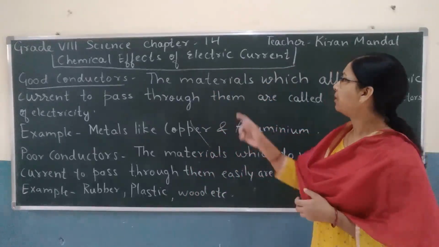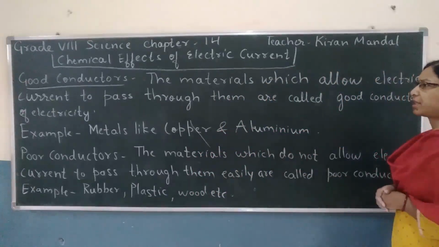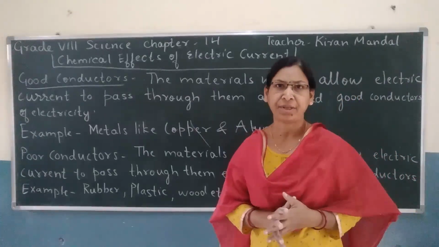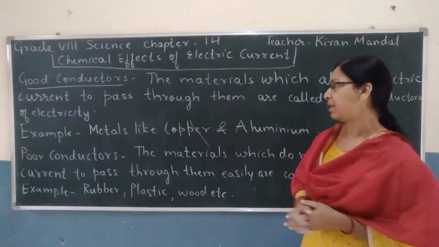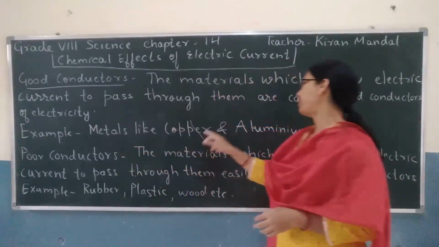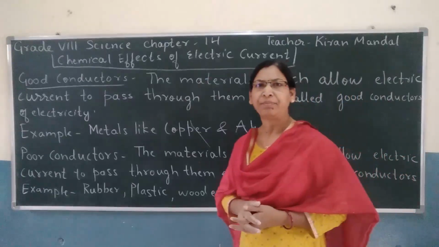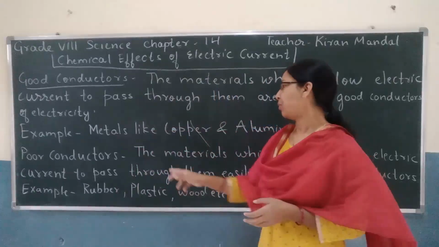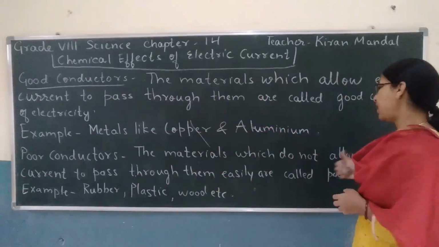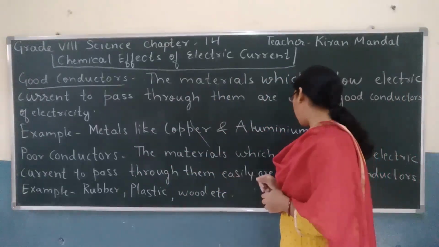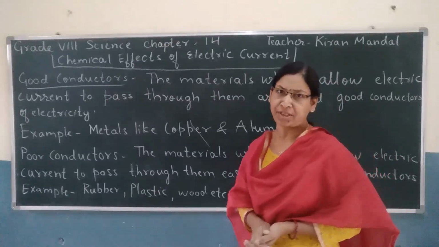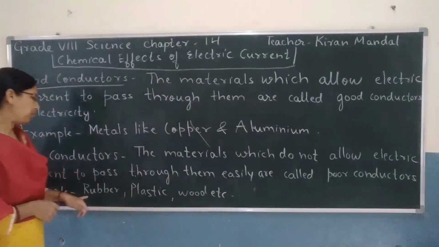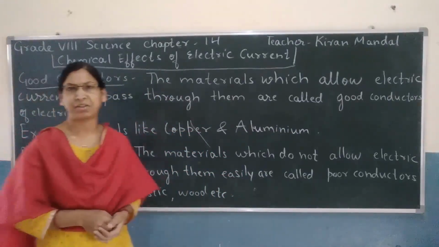As we already know, the materials which allow electric current to pass through them are called good conductors of electricity. Now let us see some of the examples. They are metals like copper, aluminium, etc. Now let us see what are poor conductors of electricity. The materials which do not allow electric current to pass through them are called poor conductors of electricity. Some examples are wood, plastic, rubber, etc.